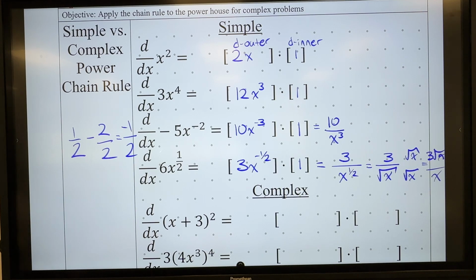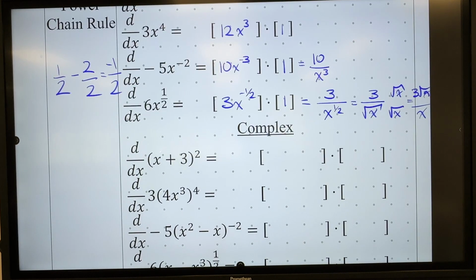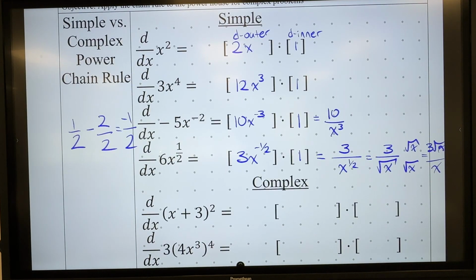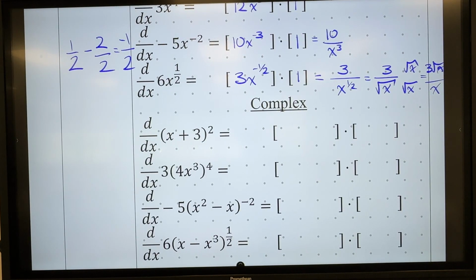Okay, that was review. That's Friday. Friday is, okay, we just go ahead and do simple derivatives. Now we're going to do complex derivatives, where the derivative of the inner is no longer going to be 1. I gave you some more space. Again, let's go ahead and label these things. This is the dower, the derivative of the outer, and this is going to be the dinner, the derivative of the inner. It's always dower times dinner, dower times dinner.